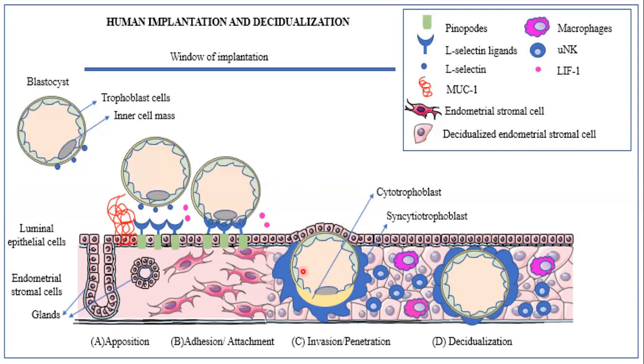Blastocysts move in, and the process starts at the time of the 7th to 9th day. On the 6th day, the blastocyst attaches. On the 7th to 9th day, it comes in. And on the 10th to 11th day, it goes deeper.